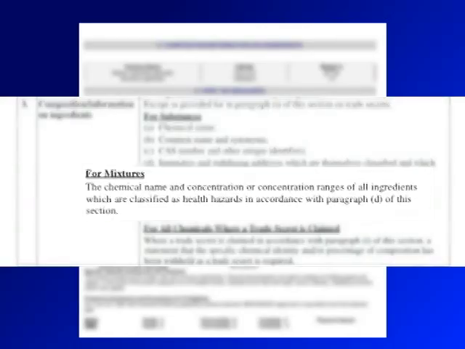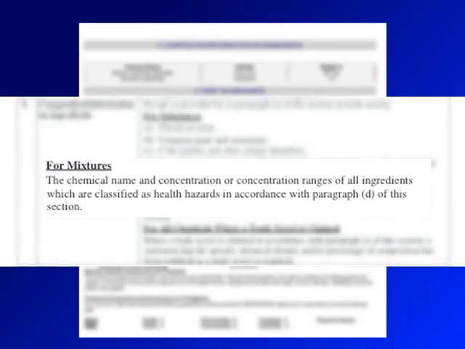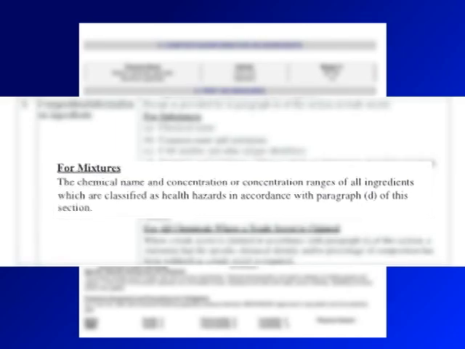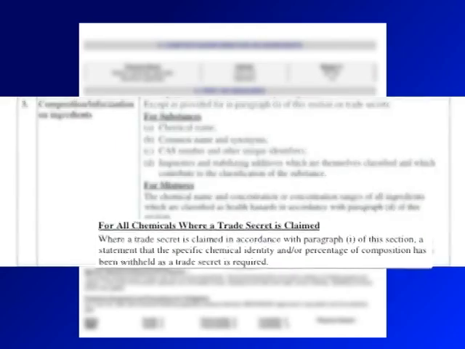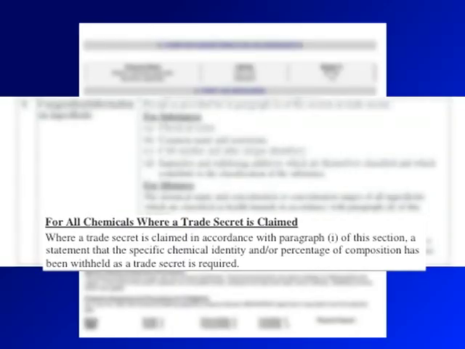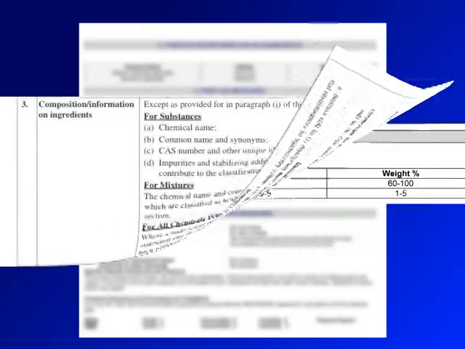For mixtures, the SDS should state the chemical name and concentration or concentration ranges of all ingredients, which are classified as health hazards in accordance with paragraph D of the HCS. And for all chemicals where trade secret is claimed, a statement that the specific chemical identity and/or the percentage of composition has been withheld because a trade secret is required.